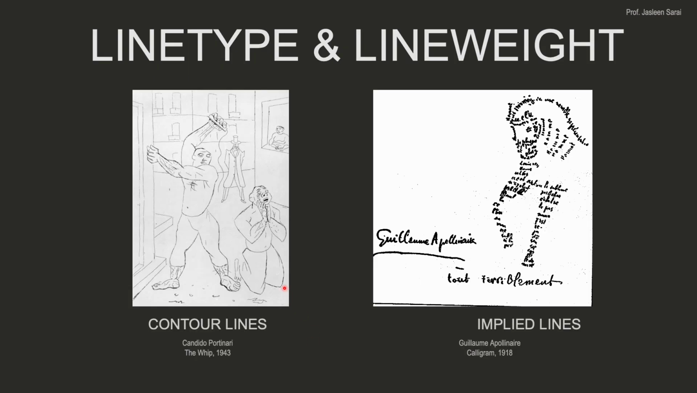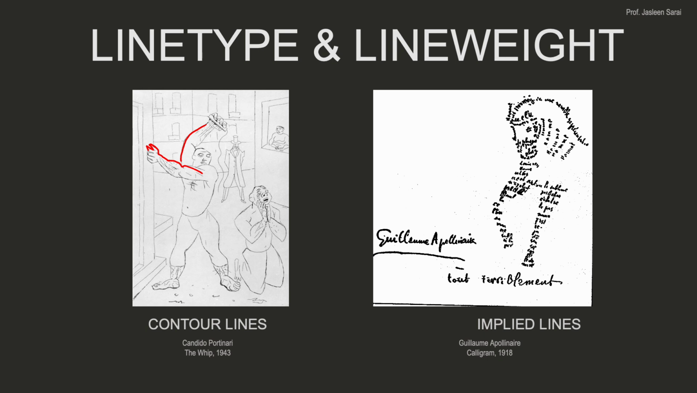All right, here we are looking at line types and line weights. We have contour lines, which are like boundaries. They're also kind of like outlines, I would say. So these are contour lines that form kind of like simple shapes that let us know the difference between different objects.